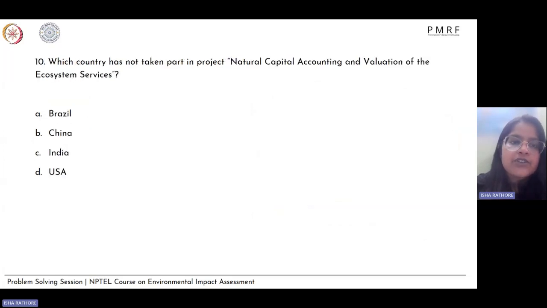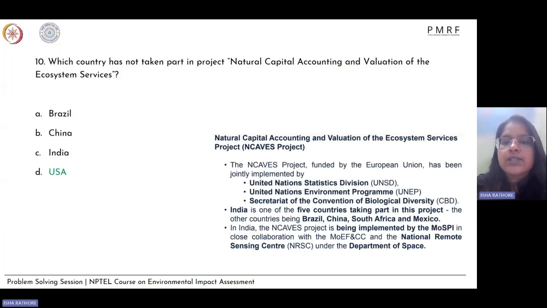Moving on, which country has not taken part in project National Capital Accounting and Valuation of the Ecosystem Services? Is it A, Brazil, B, China, C, India, or D, USA? So the correct answer is D, USA. So the National Capital Accounting and Valuation of Ecosystem Services, the NCAVES project. 5 countries have taken part in this project. So these countries are Brazil, China, South Africa, Mexico, and India. So D, USA has not taken part in the NCAVES project.